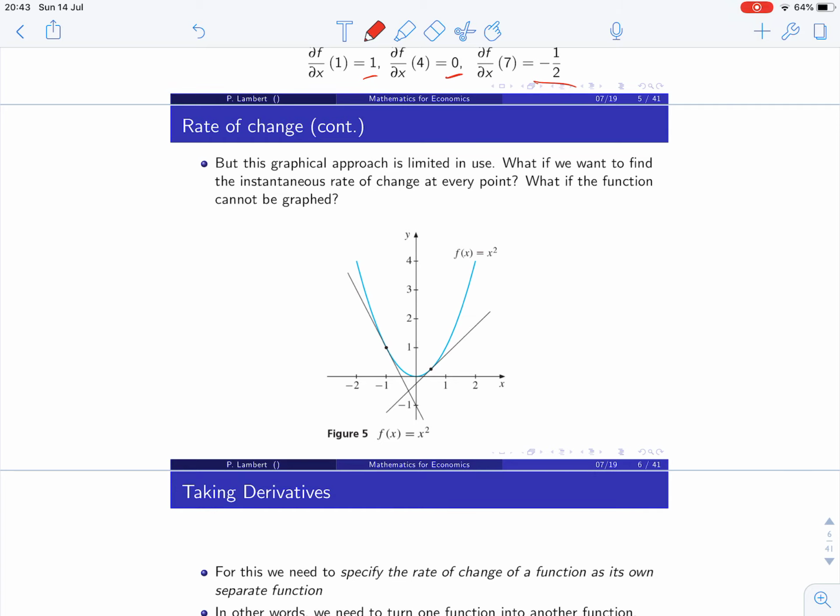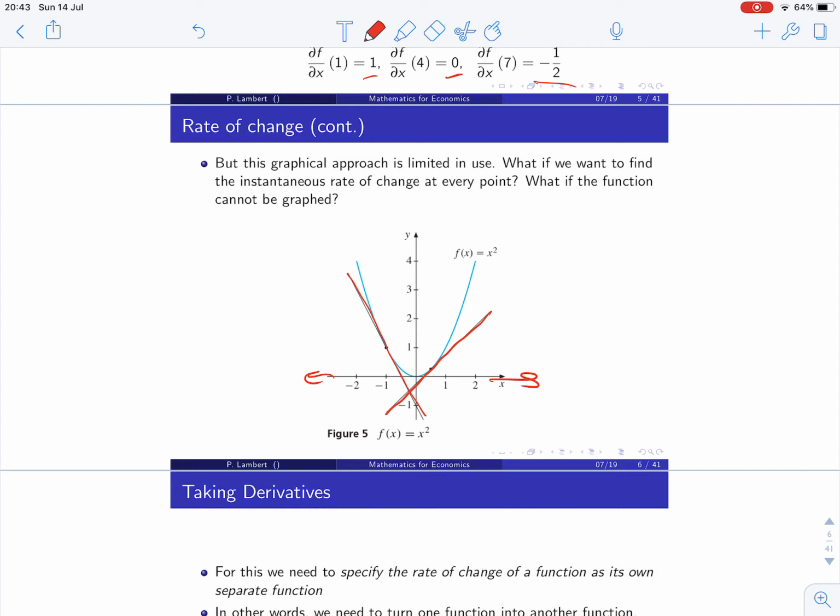We're also limited when we use a graphical approach to calculate the rate of change by the fact that we can't display all the points along the x-axis. We can only show so many, and we might want to know something in general about how this thing behaves as we change the input, how the instantaneous rate of change or the derivative of the function behaves for a wide range of inputs. So what we want to do is not rely on the graphical approach.